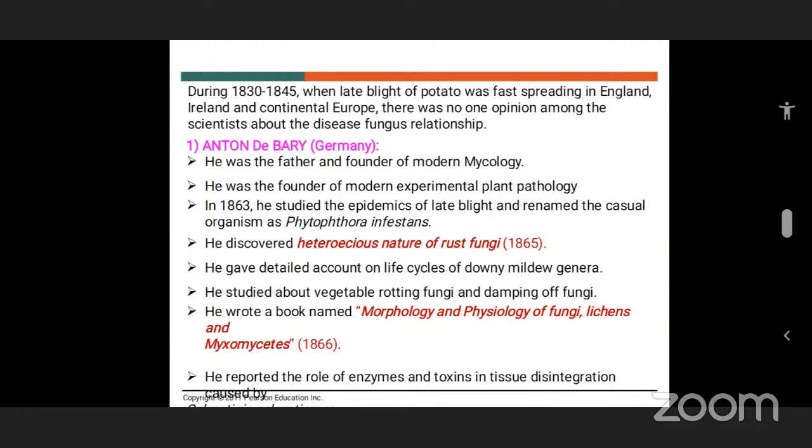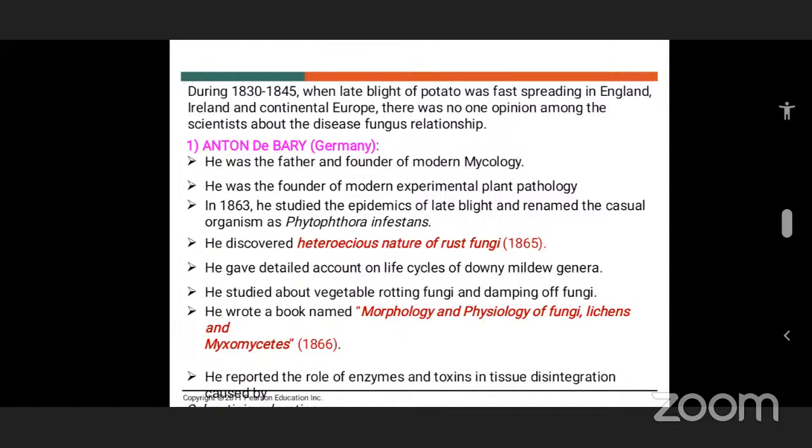Before Anton de Bary, the name given to that causal organism was Botrytis infestans. That means they thought the causal organism for late blight was Botrytis infestans. But finally, he concluded that it is caused by Phytophthora infestans, not by Botrytis.